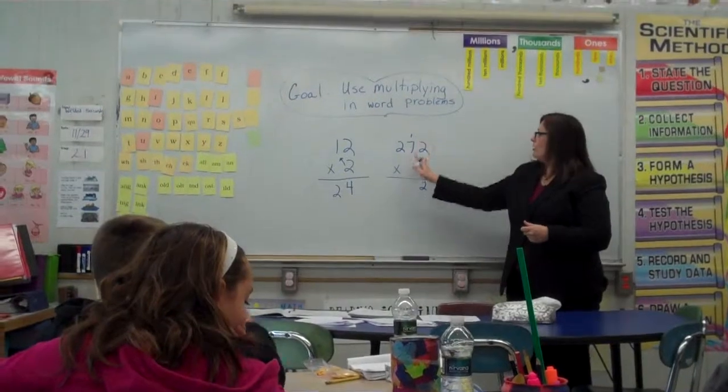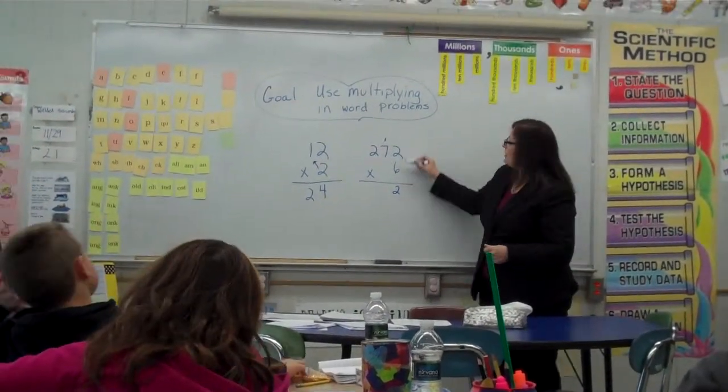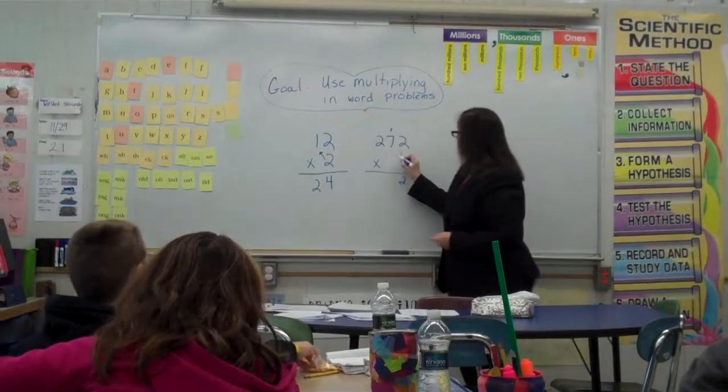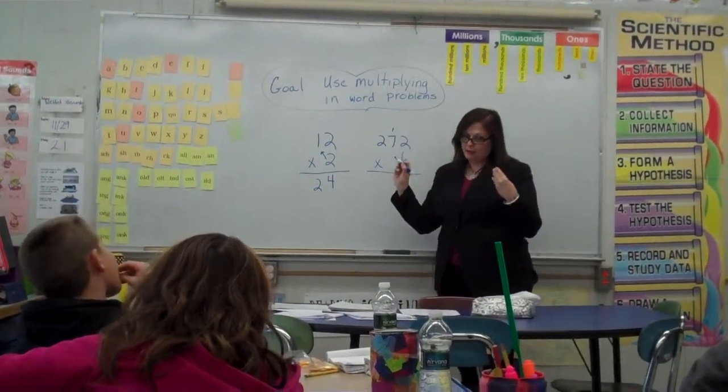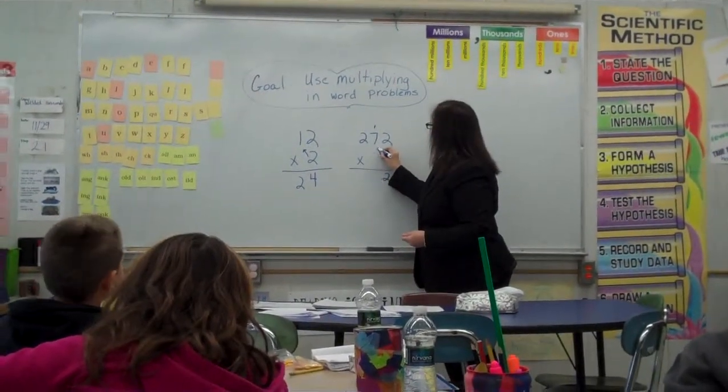Good. And what place value is my 7 in? This is the ones. Good girl. So I'm just going to draw a little arrow because this helps me. If it helps you, I want you to do it too.